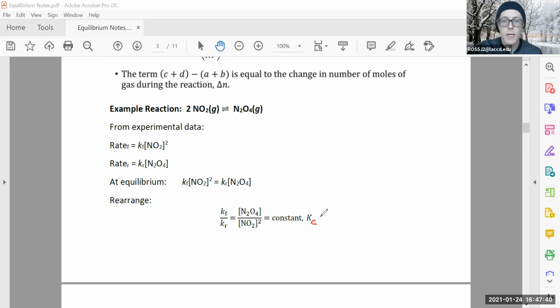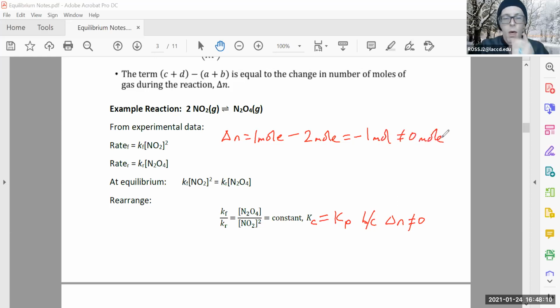Now, if we wrote Kp here, so obviously this is a Kc. Now here, this would not equal Kp, right? Because delta N is not 0. So what is delta N? Well, delta N is going to be the moles of product, so it's 1 mole of product minus 2 moles of reactant, which is negative 1 mole, which is not 0 mole. So in this occasion, they're not equal. You could state the Kp, but you have to bear in mind it's not equal to the Kc.